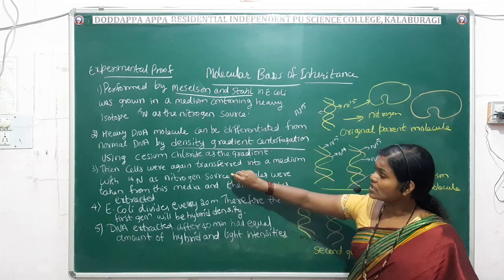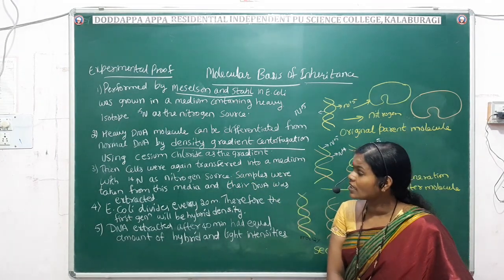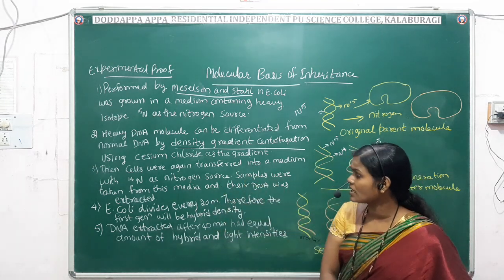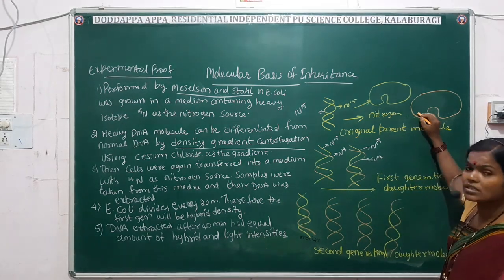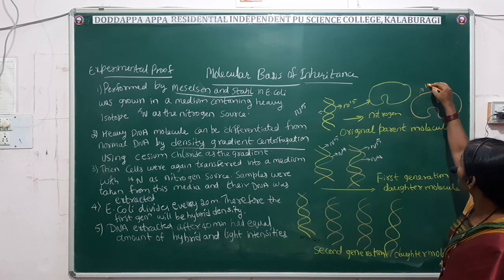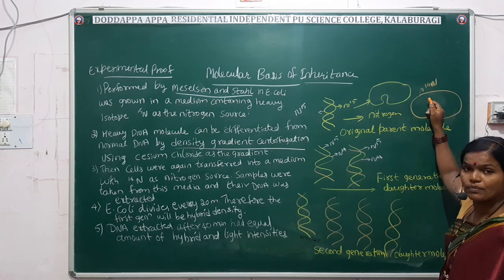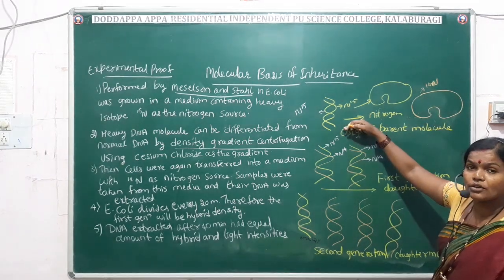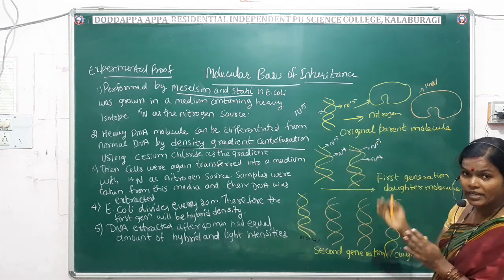Then, the cells are again transferred to a medium with 14 nitrogen as the nitrogen source. Samples were taken from this media and their DNA was extracted. Now these normal cells are once again grown in the 14 radioactive nitrogen. Then these are mixed with the 15 nitrogen. 15 and 14, they are mixing.